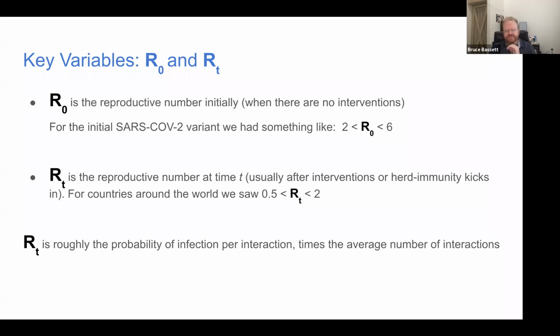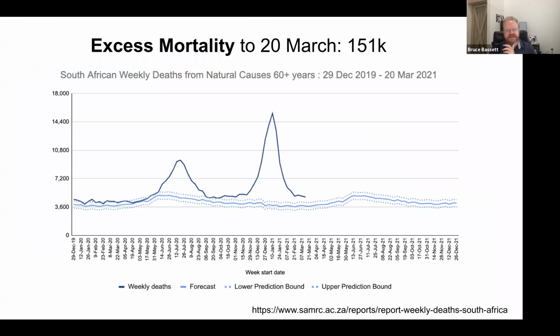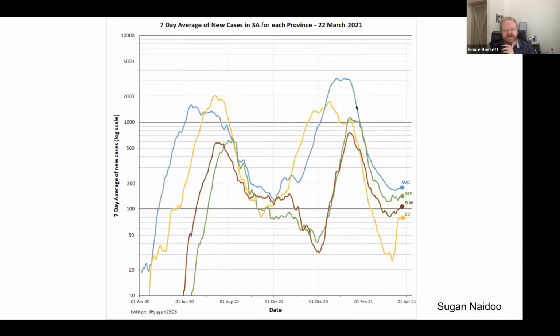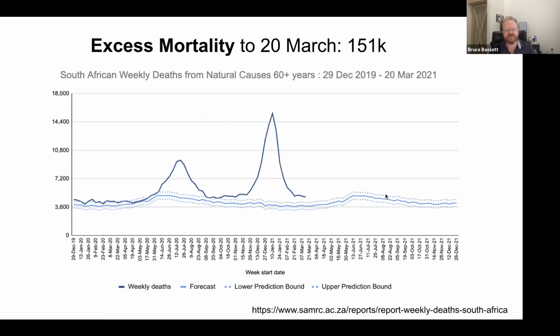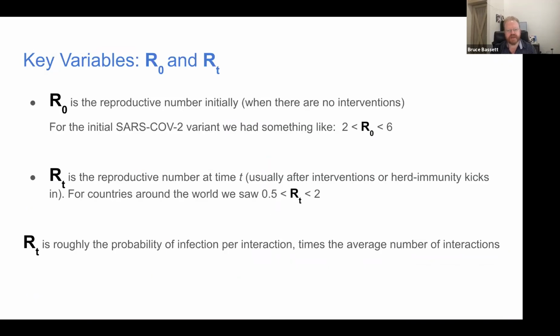If we look back at these numbers, over here RT was bigger than 1. It was growing exponentially. Here, RT was lower than 1. And here, RT is around 1. We're roughly going static. And so that controls the future of the epidemic.